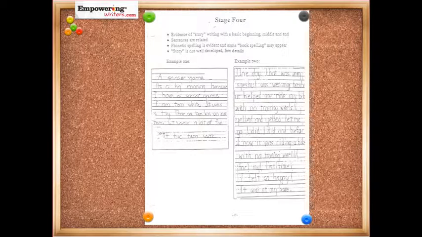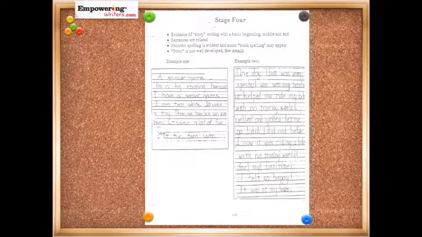So even though we can see that there's a beginning, middle, and end, this story is not truly well developed. If we think about what a story is, the purpose is to entertain an audience of others. We really want to begin to see that emerge in our writers. So our stage 4 writers, although they can write a beginning, middle, and end, haven't really gotten towards that entertaining quality just yet, but they'll get there.